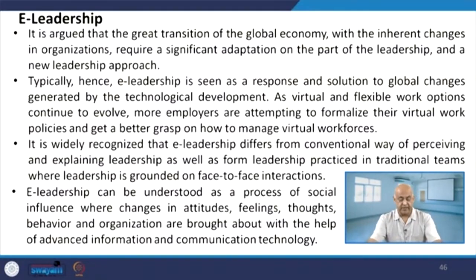E-leadership can be understood as a process of social influence, where changes in attitude, feelings, thought and behavior in organizations are brought about with the help of advanced information and communication technology. And this is true whenever we are talking about these changes in technology, business and time. E-leadership is a process of social influence where the changes in attitude, feelings and thoughts have to be considered, because of the use of ICT. When you are using ICT, you have to consider your members and their physical comfort for activities, and you also have to consider the technology which they have to use. So e-leadership will be required.